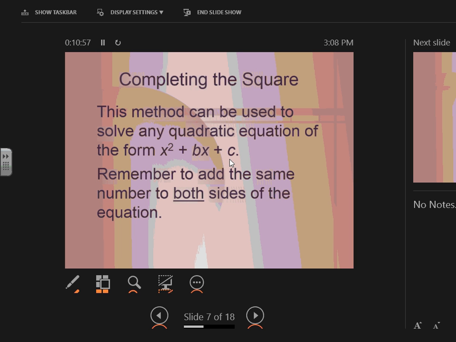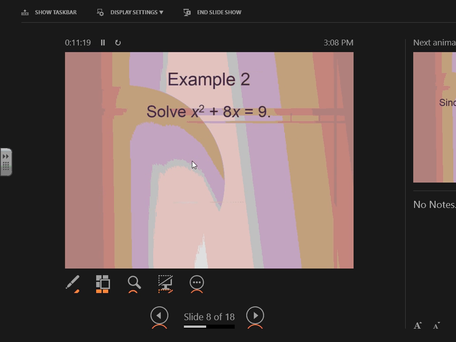I would put a little star by remember to add the same number to both sides, because in a minute that's going to become really important. That's a common student thing to forget, especially when you're learning this for the first time. You'll remember how to do b divided by 2, and you'll square it, and you'll do all that work, and then you'll forget to add that number to the other side, and then your equation is not equivalent. Okay, so here we go. It says solve this.